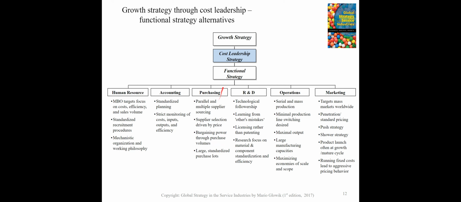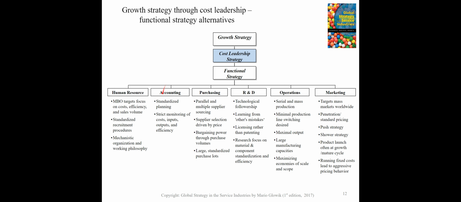In case of purchasing, when implementing a cost leadership strategy, parallel and multiple sourcing is more recommendable than single sourcing in order to minimize the dependency on the suppliers. Supplier selection is driven by price, and the bargaining power comes along with the fact that cost leaders usually place orders with rather large purchase volumes, and therefore cost leaders aim to place large standardized purchase lots instead of small quantities and purchase lots frequently changing.